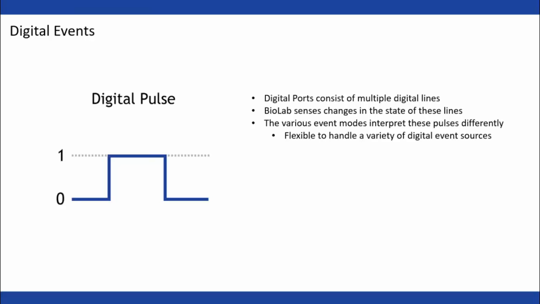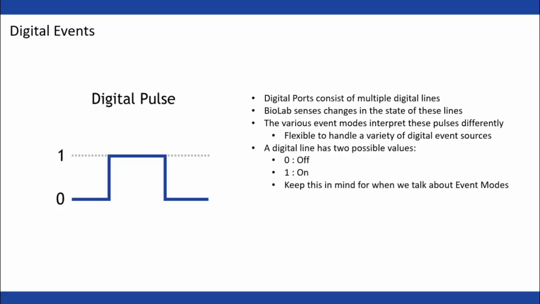In an attempt to be flexible, BioLab has various event modes to interpret the pulses differently. So it can handle different sources of these digital events that are capable of only sending an event in a certain way. So as I mentioned, we have two possible values for a digital pulse. We have 0, which is off, and 1, which is on.